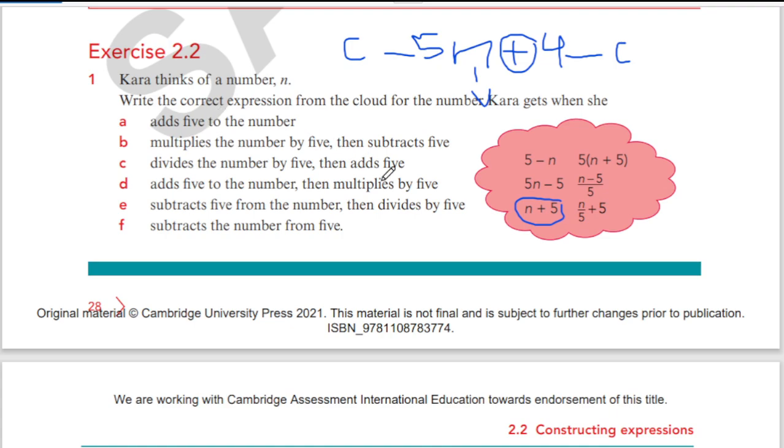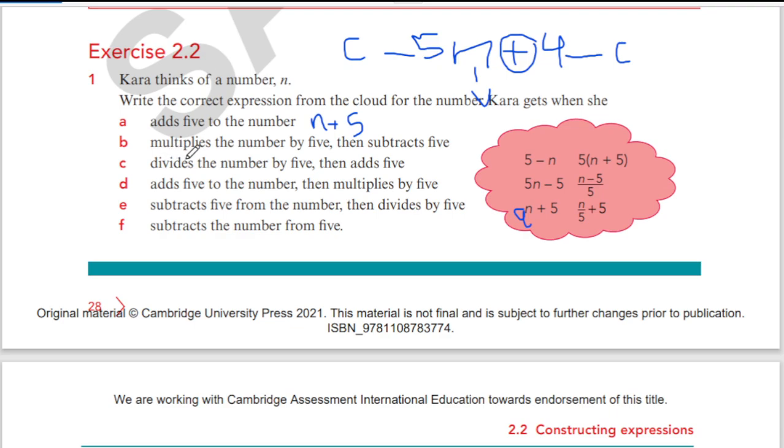So whenever you have a variable and you have to make an expression, you use an operation with a constant. In this expression, n is a variable, the positive sign is an operation, and 5 is a constant. With the help of these three things we formed an expression. So the answer of part A is n plus 5. Or you can write it directly in front of n plus 5.